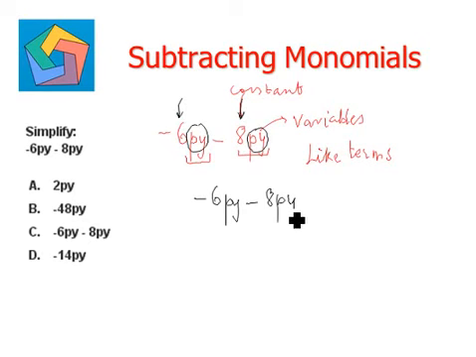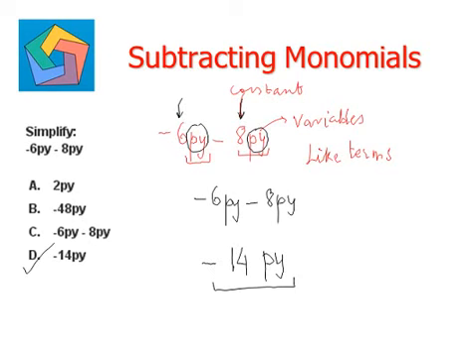Now we will do negative 6 minus 8. When two negatives are there, we add and keep the negative sign in the final answer. So negative here, py as it is will come down. Negative 6 minus 8, that is 6 plus 8 is 14. So negative 14py is our final answer. So this matches option D.